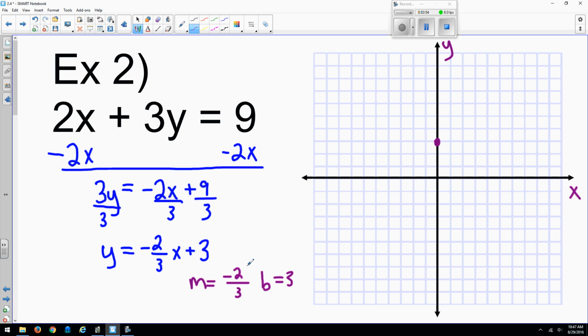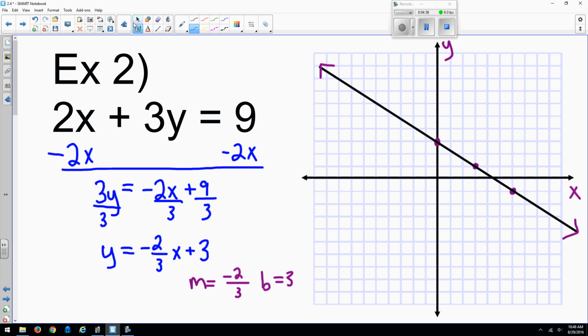And now again, this is my little mini set of directions. Numerator tells me what way to go, up or down. Since it's negative, I have to go down. So I'm going to go down 2 units and then always to the right in the denominator. Down 2 over 3. Down 2 over 3. And then we're going to connect it with a straight line. Don't forget the arrows on the ends. And voila.